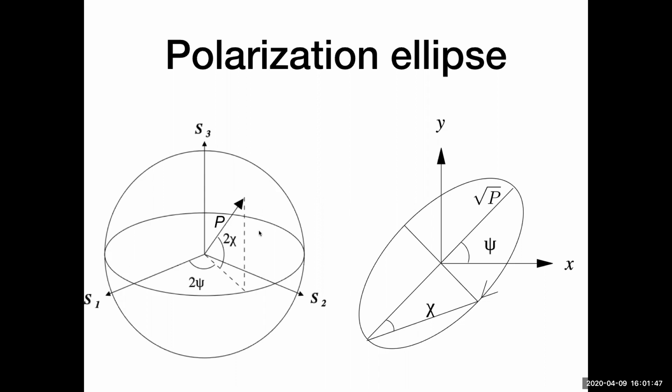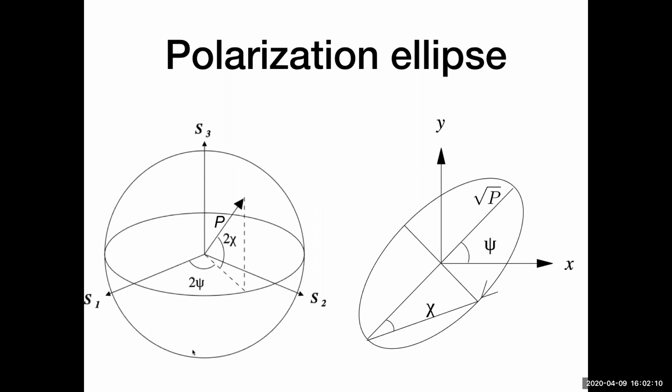And so all of the linearly polarized waves, all of the waves where the ellipticity is 0, sit on the equator of the sphere. So the equator is the parameter space of linearly polarized light.